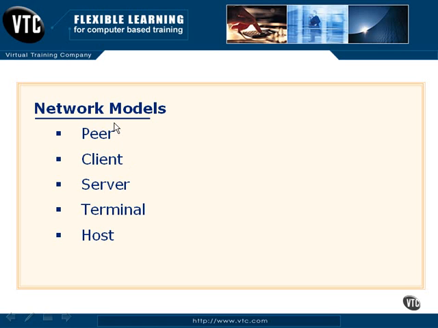Let's take a look at some of the different devices that you might run into when examining different network models. We'll start out with the peer. The peer is an end user's computer that usually functions as a server and a workstation. A peer is usually managed by the user that sits at it, so they manage all their own security and all their own network resources.